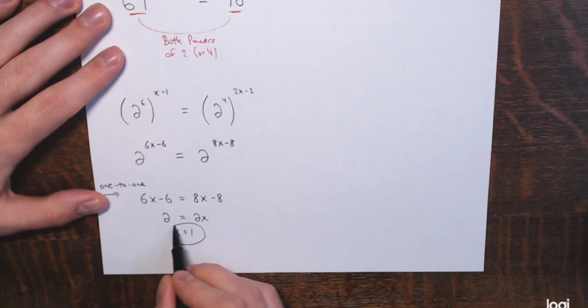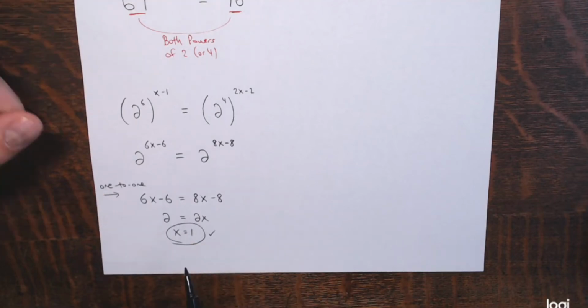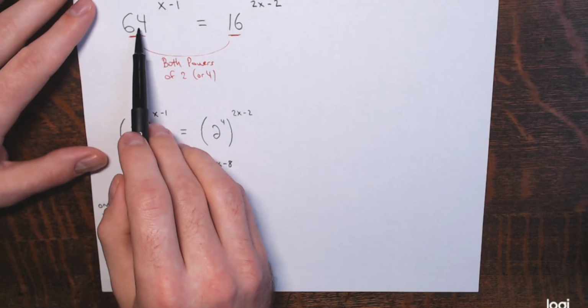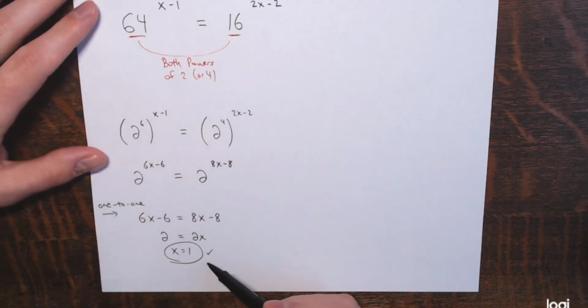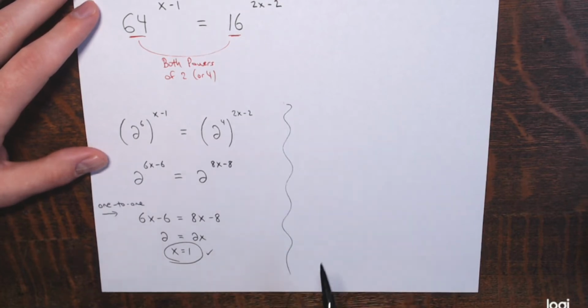All right, and then again, of course, check it back. You'd have 64 to the 0 equals 16 to the 0. That's 1 equals 1. That's true. You'd have 1 equals 1. This is a good solution. Now, again, that's not the only way you could have done it.